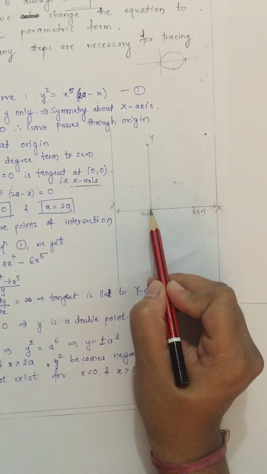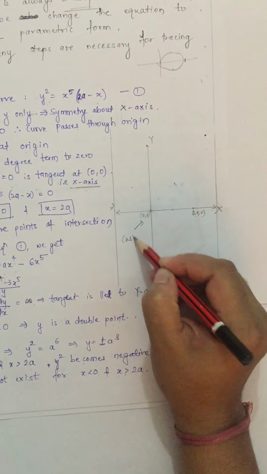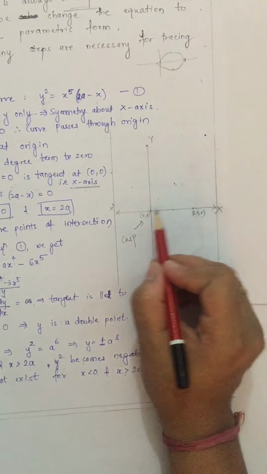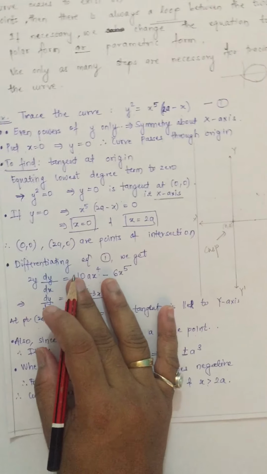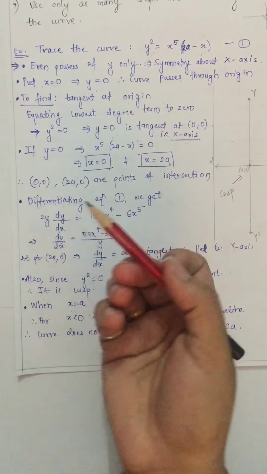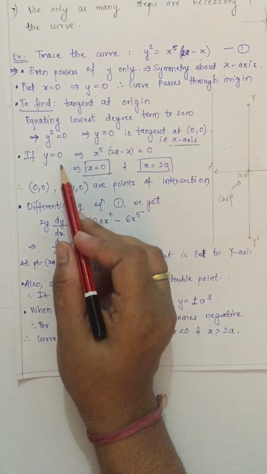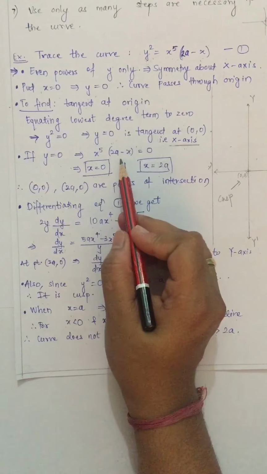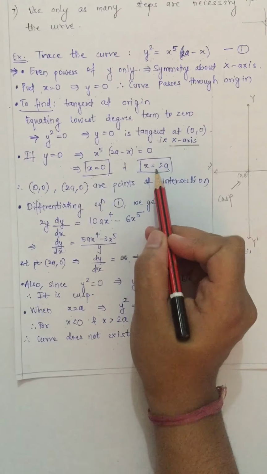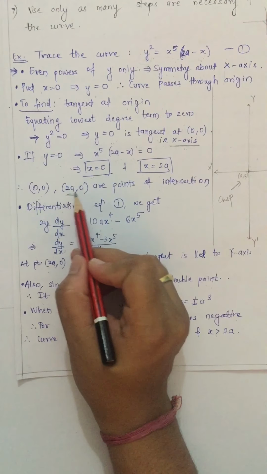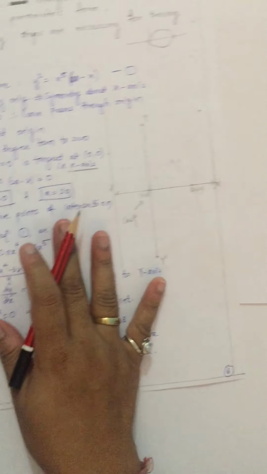So obviously this is a double point, and it is known as a cusp, as it has only coincident tangents passing through this point. So the double point is a cusp. Next we need to find a few more points of intersection with the coordinate axes. For that, put y equal to 0. That means x raised to 5 into (2a minus x) equal to 0. We obtain x equal to 0 and x equal to 2a. So we obtain one more point of intersection with the x-axis, (2a, 0).